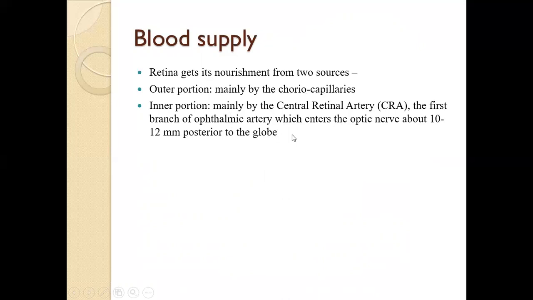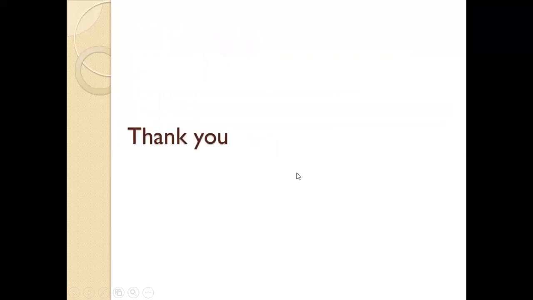So you have to remember two things again. One is the outer portion: the two layers, the pigment epithelium and the layer of rods and cones, are supplied by the choriocapillaries, which are supplied from the choroid. And the rest of the 8 layers, from the inner nuclear layer to the internal limiting membrane, are supplied by the central retinal artery, the first branch of the ophthalmic artery. Thank you.